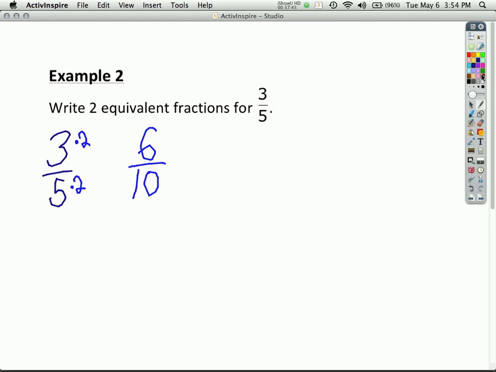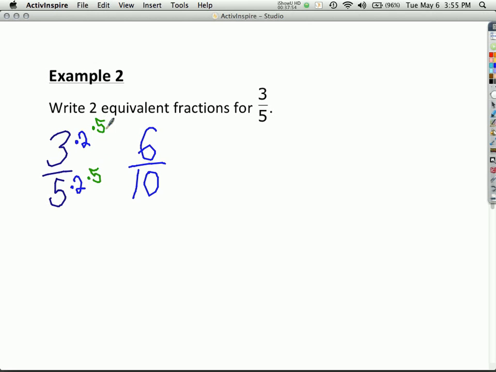Could someone pick another number for us to multiply by? Cameron? 5. So if we multiply times 5, 3 times 5 is 15. 5 times 5 is 25. Looks totally different, but it has the same value. Could someone give us a creative, thoughtful way to prove that they all have the same value without doing anything with the fractions themselves? Chelsea?